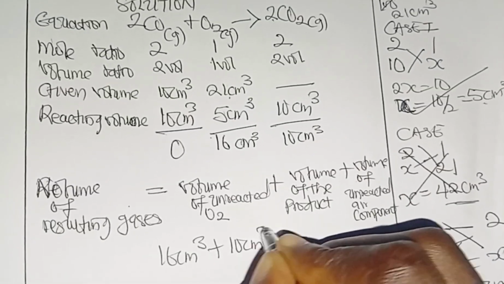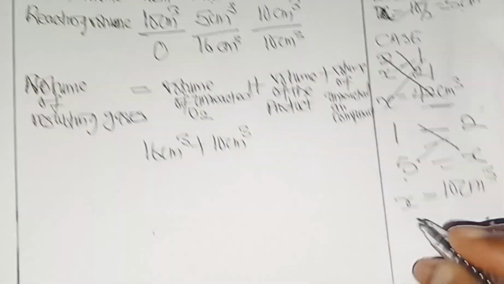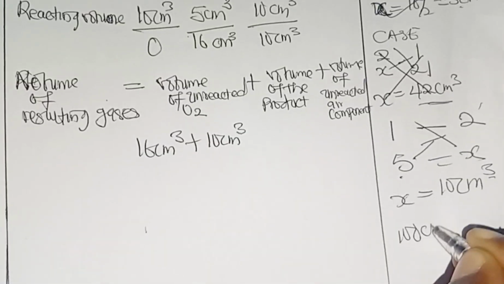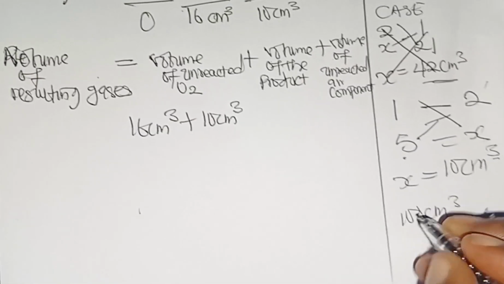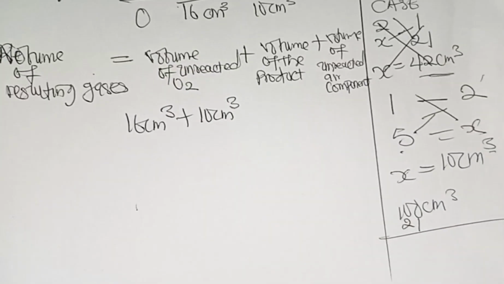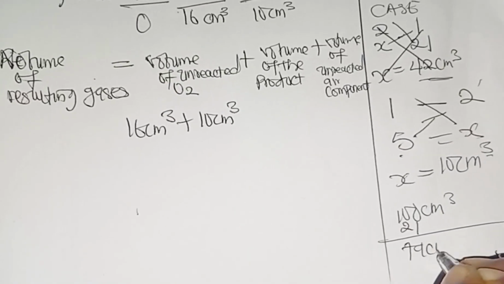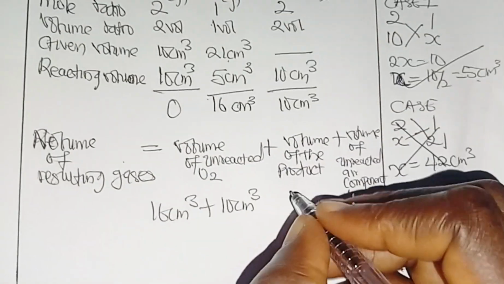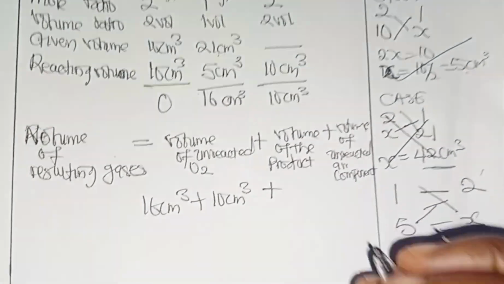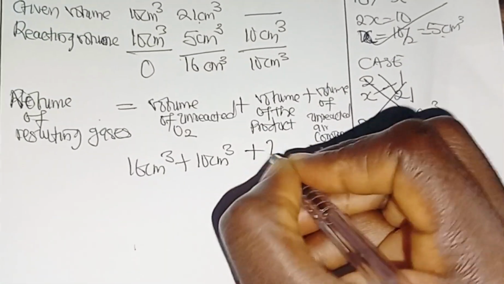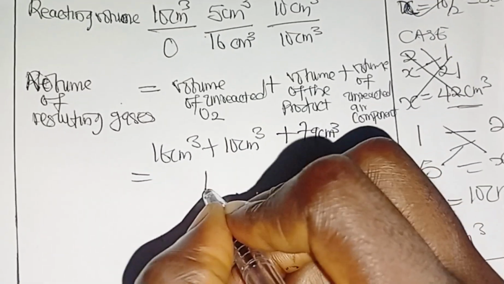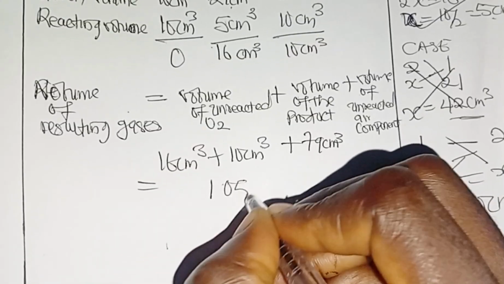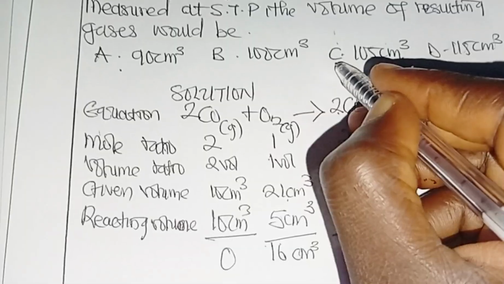10 cm cube. Remember, the volume of air is 100 cm cube. And just 21 of this 100 cm reacted. So what's the volume of unreacted? That will be 79 cm cube, right? Good. Unreacted components of air, we have 79 cm cube. So when I add this, what will I have? 105 cm cube. Now let's travel down to the option C.